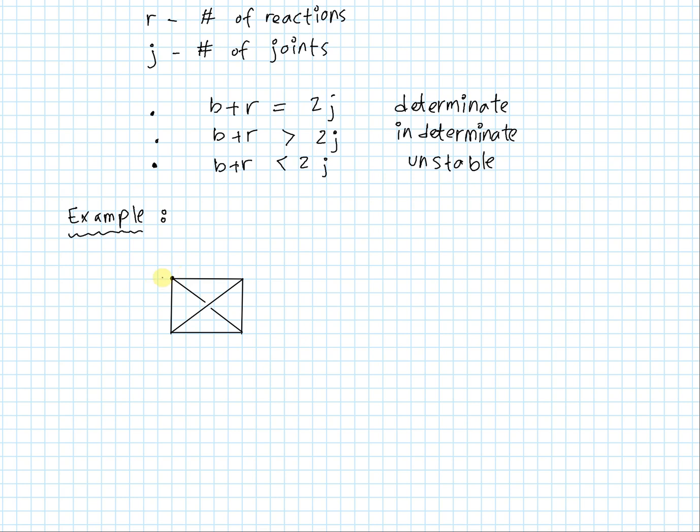So we have some sort of slider support here. This is a slider. It has the circles underneath it. We have a roller support here, and the roller support, or excuse me, a pin support here and a pin support here.